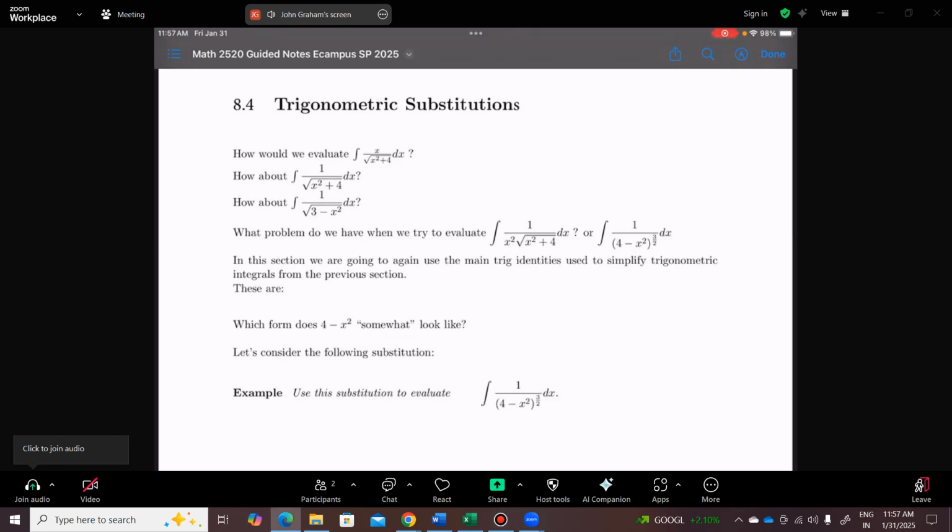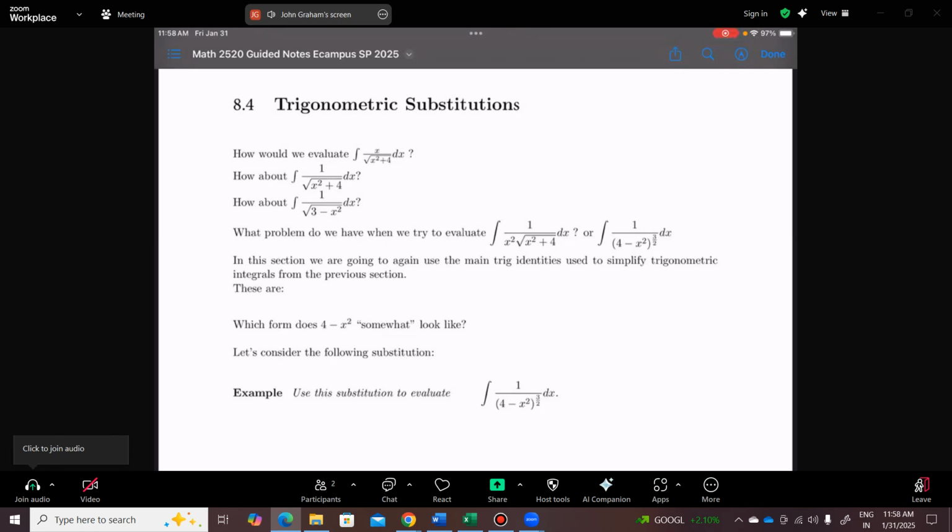Hi, this is Math 2520, and in this video we're going to be looking at trigonometric substitutions when it comes to integration. We use this a lot when you see a square root in the denominator, and inside the square root you have an x squared a lot of times. And it can be different forms.